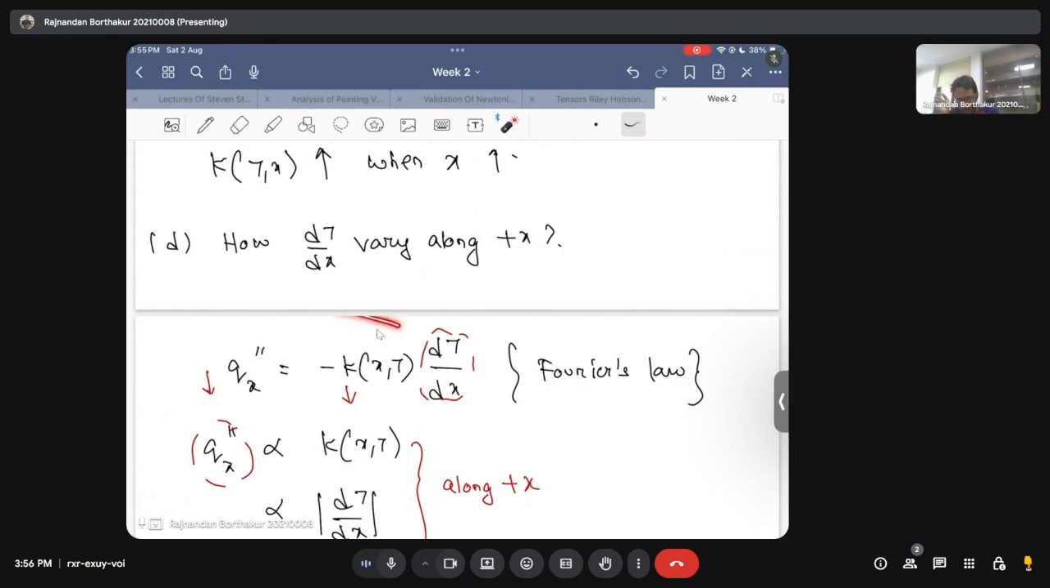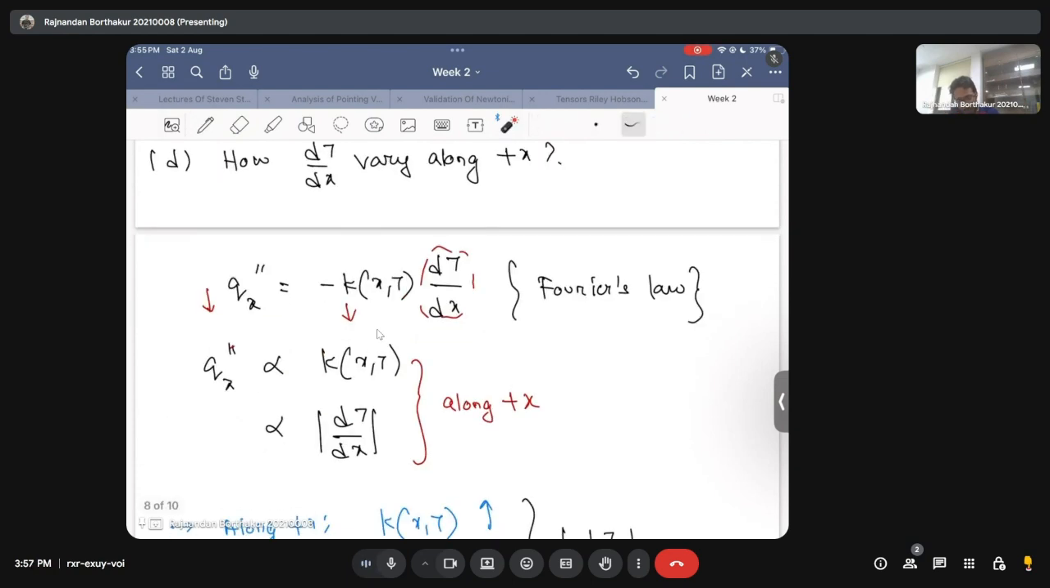So what we did is we just applied Fourier's law. In order to evaluate how the temperature gradient varies along the plus x direction, we just need to see how thermal conductivity and the heat flux vary along the plus x direction. I was telling this the other way around, okay? But the fact that we already know how the thermal conductivity and the heat flux vary along the plus x direction is sufficient to tell us how this dT/dx would evolve.